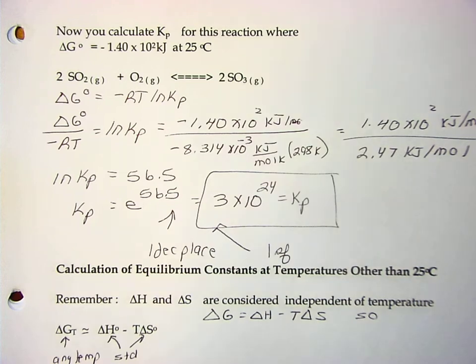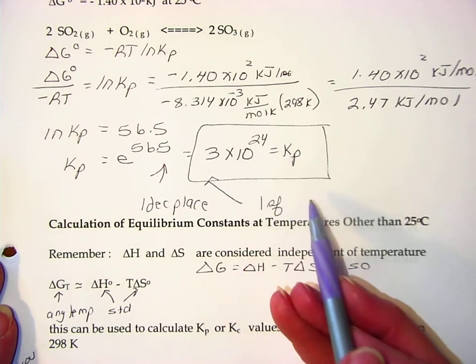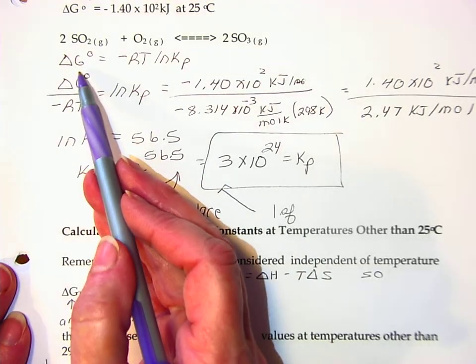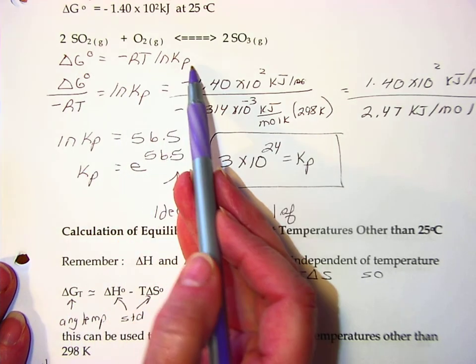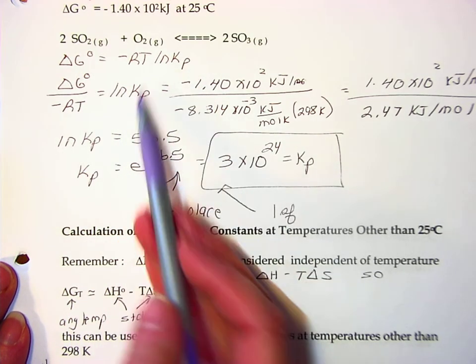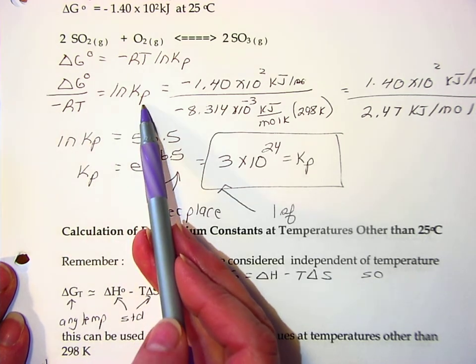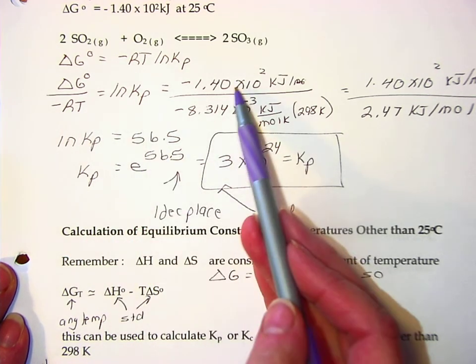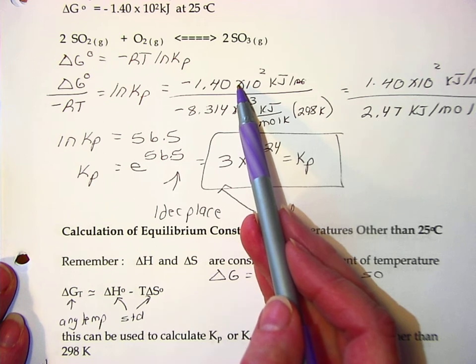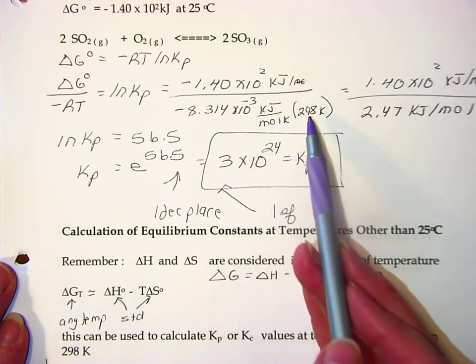Now, this one, I hope you got the same thing I did. And this one is kind of interesting for sig figs. We'll look at this. I got 3 times 10 to the 24th. We know delta G0 is minus RT ln of K sub P. So delta G0 divided by negative RT is equal to the natural log of K sub P. We plug in our delta G0. We plug in R and T.